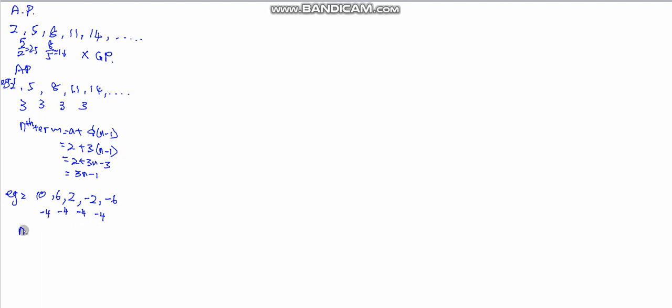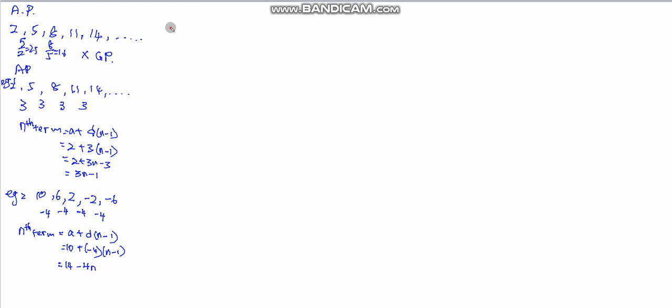Therefore, the nth term using the same formula again, a plus d(n minus 1). Okay, a is the first term, which is 10. D is the first difference, which is already a constant. So this is minus 4. So n minus 1. So simplifying the whole thing is actually 14 minus 4n. Okay, that's it. Now, then we have another set also under AP.